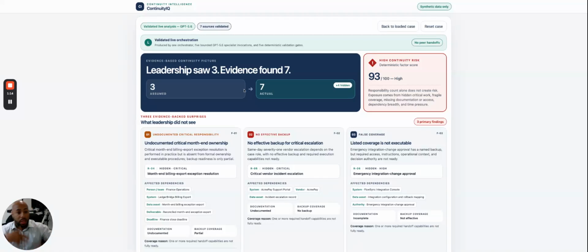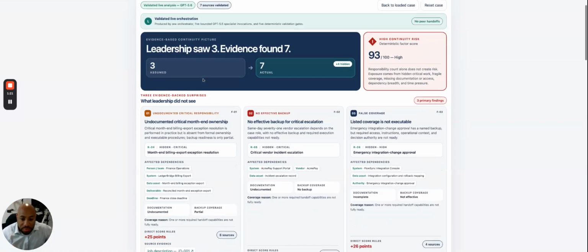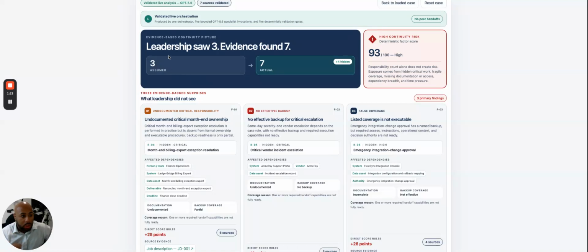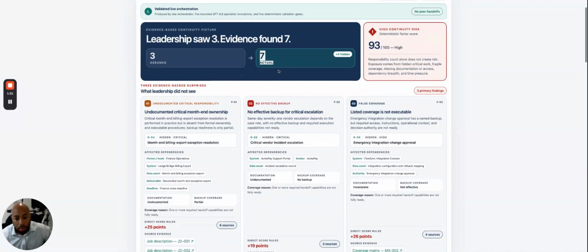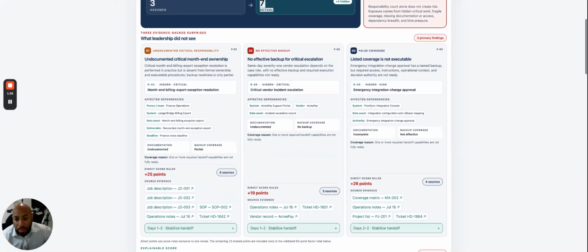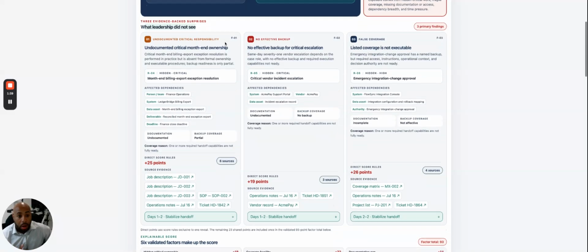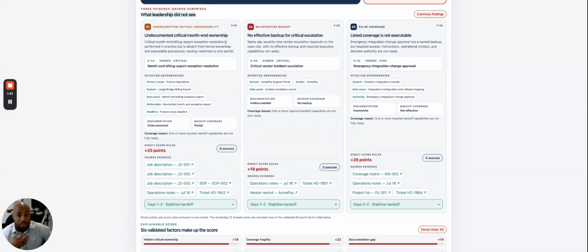And so we can see the agents have finished, and we land on a 93 out of 100. And this is based on what assumptions leadership had around this role versus what was actual. And these are the number of responsibilities. And we start to get down deeper into this information about what leadership did not see. And these were surprises that they should be going into and finding out.